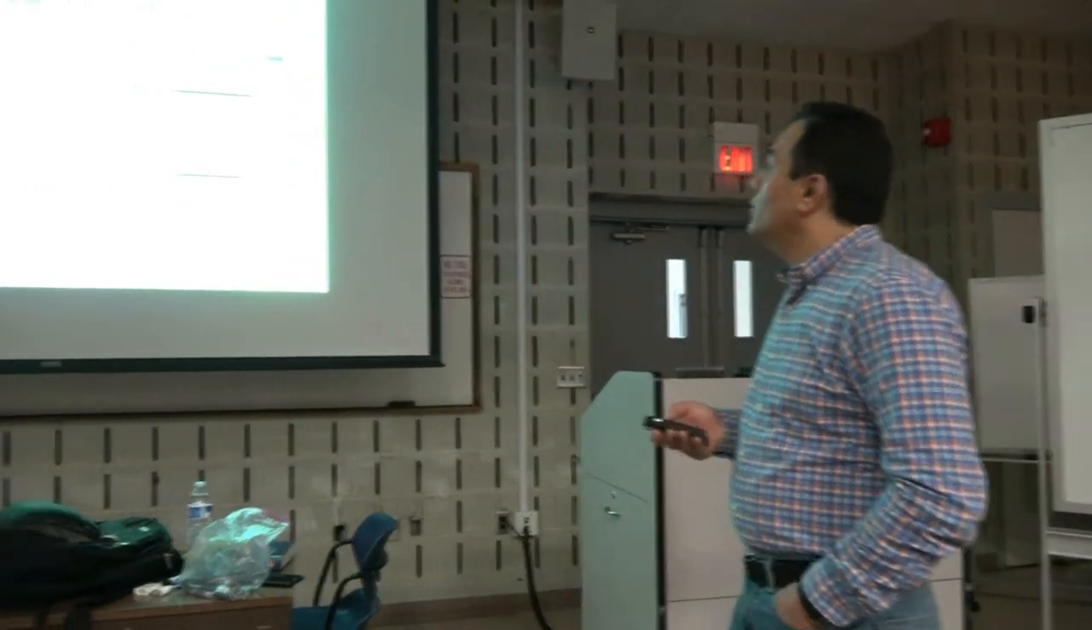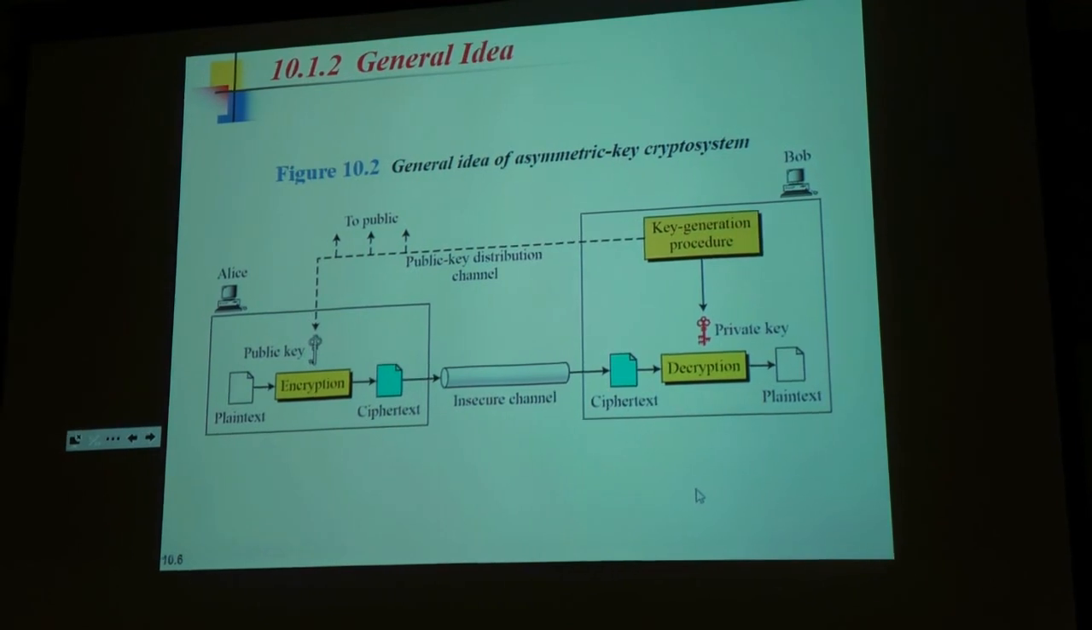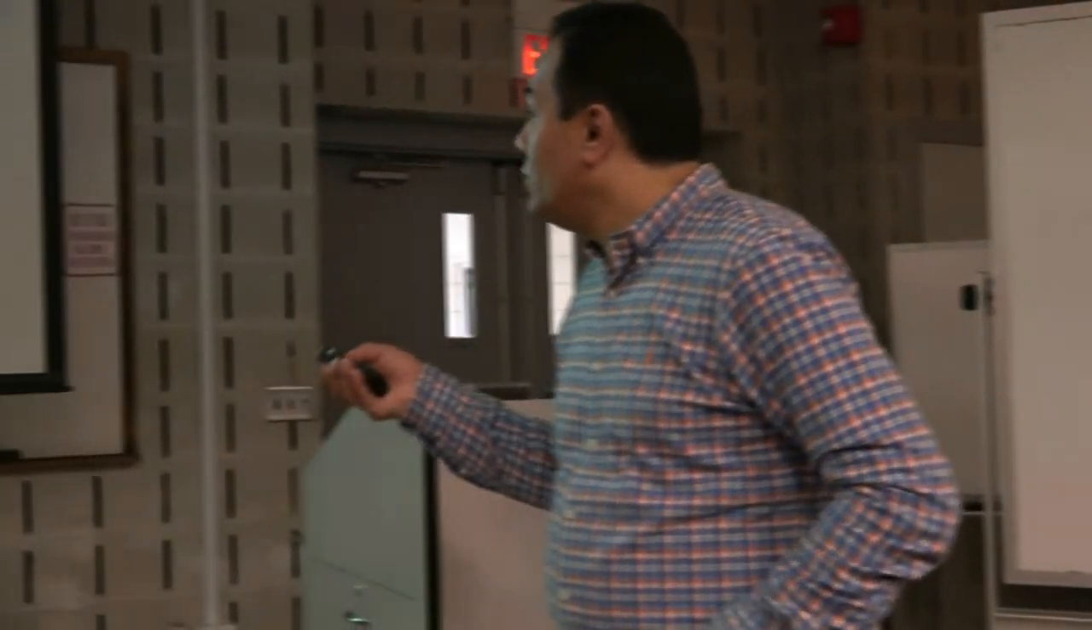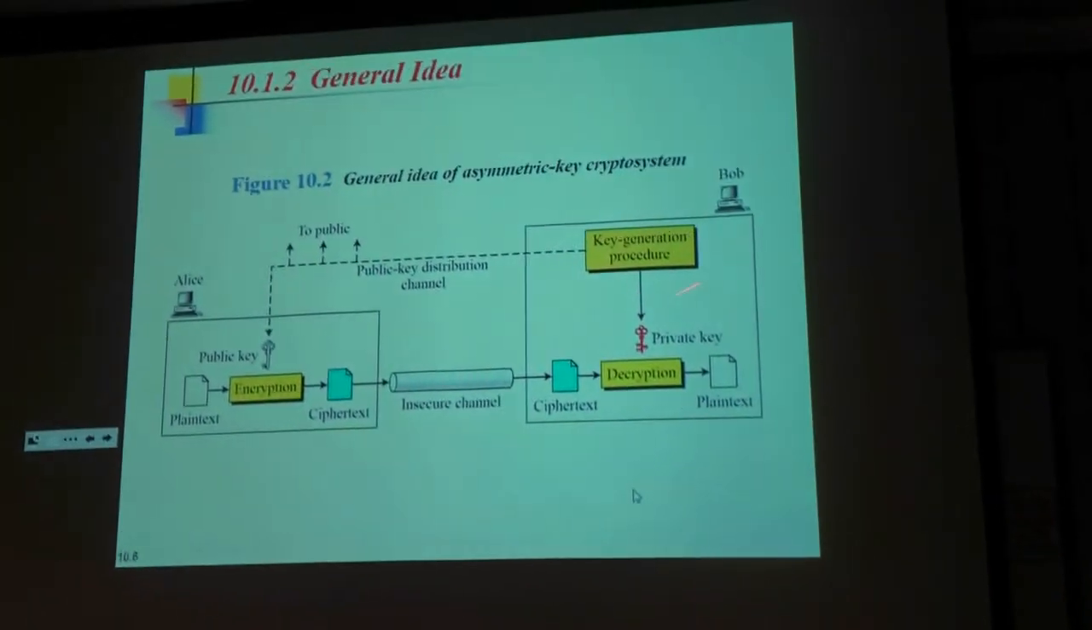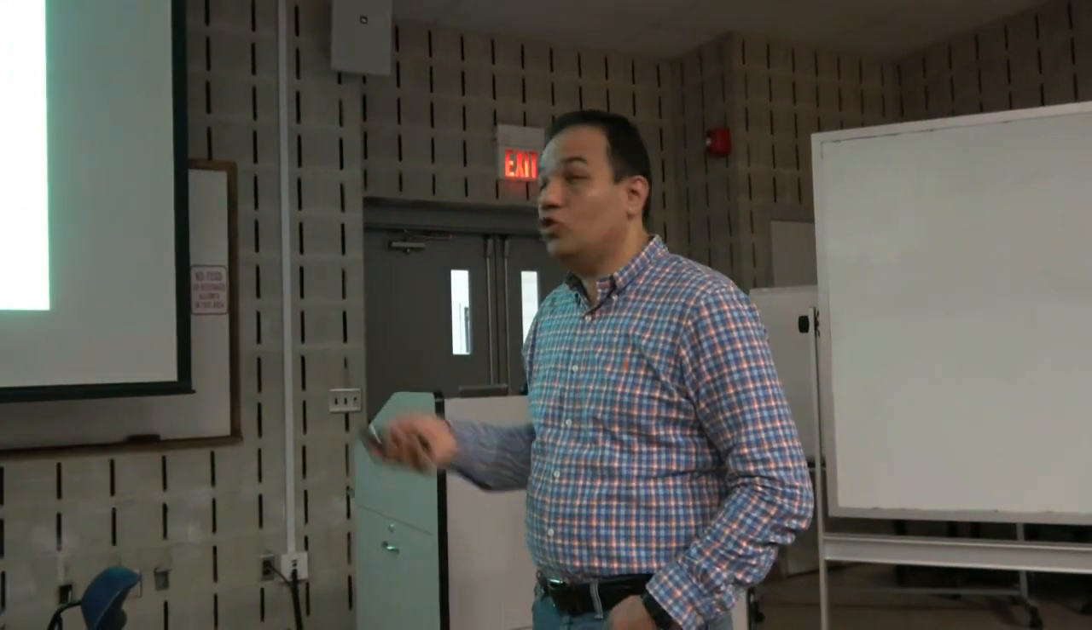Let's continue. What will happen here is something called the key generation procedure. In the key generation procedure, we issue a pair of keys, one public and one private. The private will remain with that person and the public will be shared with everybody through the public key distribution channel. Again, if Alice would like to send a message to Bob, she has to get Bob's public key and use it to encrypt the data, and send it in a secure channel. It will be received, and Bob will be able to read it through his private key. So before encryption and decryption, we have something else, which is key generation, and we have to share the public key publicly.